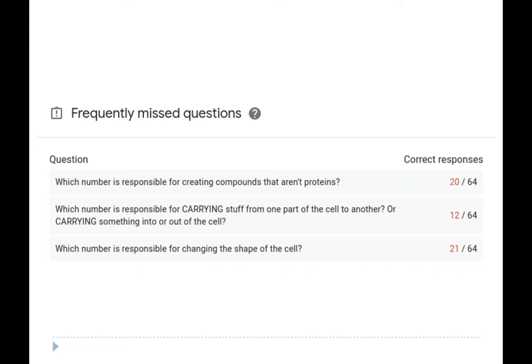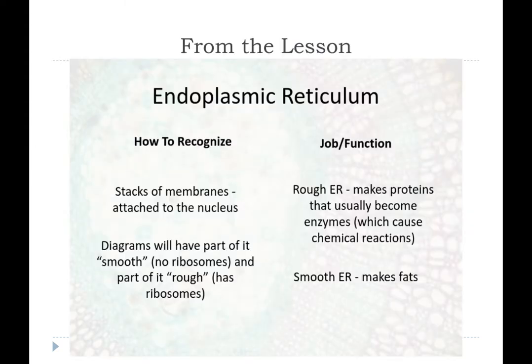So let's quickly go through these three questions, show you where the information was, and how we can then improve our quiz score. Let's look at this first one. You were asked on the quiz which number is responsible for creating compounds that aren't proteins. In the lesson that I gave you, I had this slide, and you were able to take these notes and put them on your notes sheet.